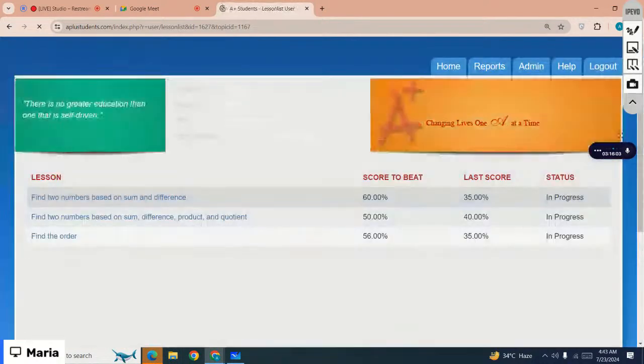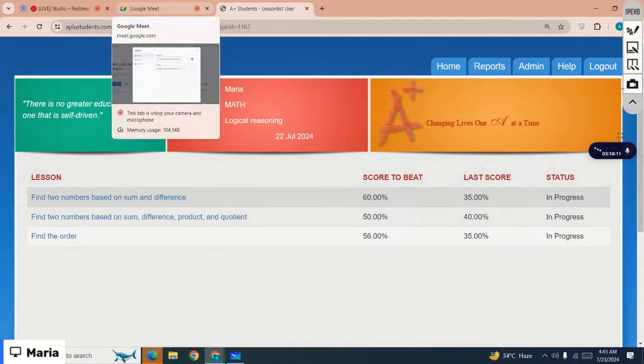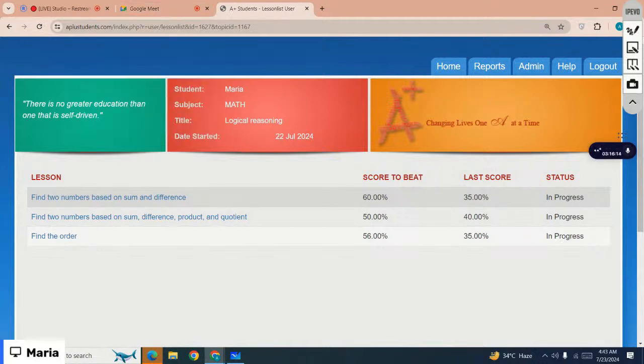So we were working on grade 4 math. The chapter we were working on is logical reasoning. The lessons we have covered today are find two numbers based on sums and differences, find two numbers based on sum, difference, product and quotient, and find the order. So please make sure before the next session you complete all the practice questions for the lessons we just did. That is your homework until next session, right?